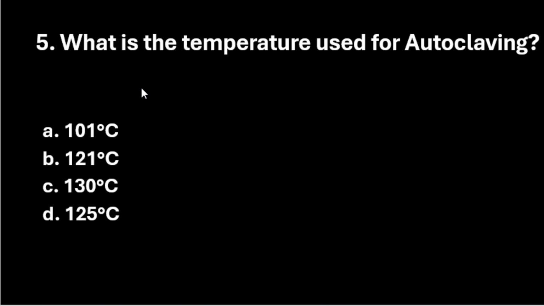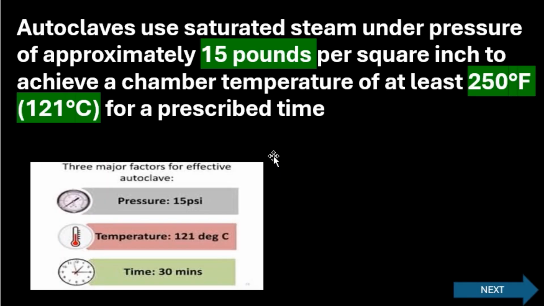What is the temperature used for autoclaving? 101, 121, 130, 125. These are all degrees Celsius. Here the answer is 121 degrees Celsius. See the chart here. Autoclaves use saturated steam. The measurements are 15 pounds, 250 Fahrenheit or 121 degrees Celsius. See here the chart. Pressure 15 psi, temperature 121 degrees. Timing depends, but most of the time it will be 15 to 30 minutes or 30 minutes to 1 hour.